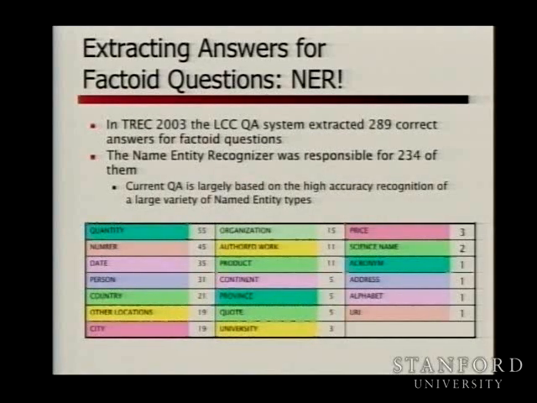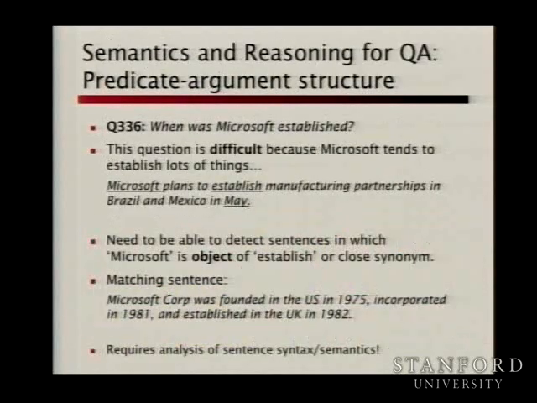Okay, but nevertheless, this is only 234 out of the 289. And crucially, the LCC system has always gotten a quite substantial lift from the fact that they can actually do quite a bit more than that. Lots of other people can do passage IR and run a named entity recognition system. And the LCC system gets about another 25% performance from doing more than that.